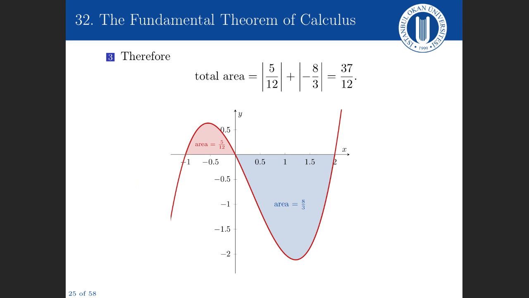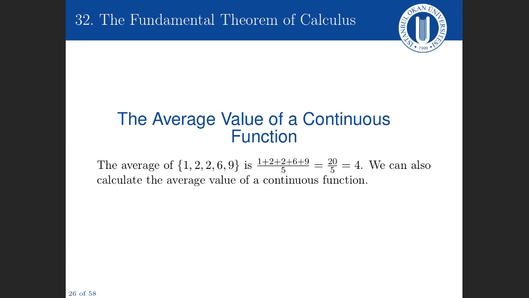So we have our function like this. Our integral of the red part was 5 over 12. The integral of the blue part was minus 8 over 3. But we want this to all be positive. We want to add the absolute value of 5 over 12 to the absolute value of minus 8 over 3. 5 over 12 plus positive 8 over 3 gives us 37 over 12. The total area, which is shaded red and blue, is 37 over 12.